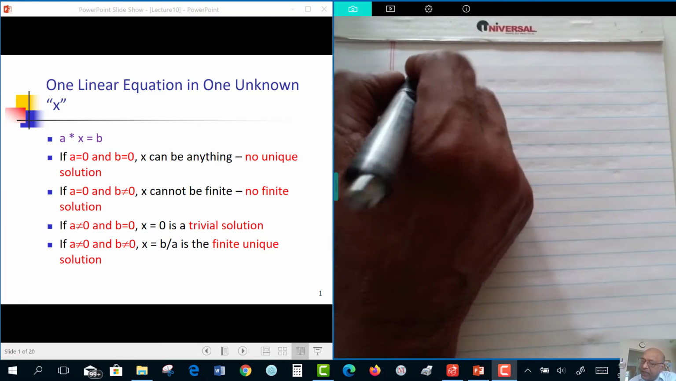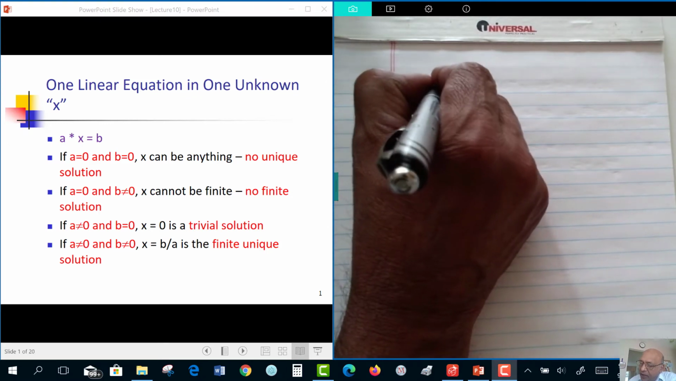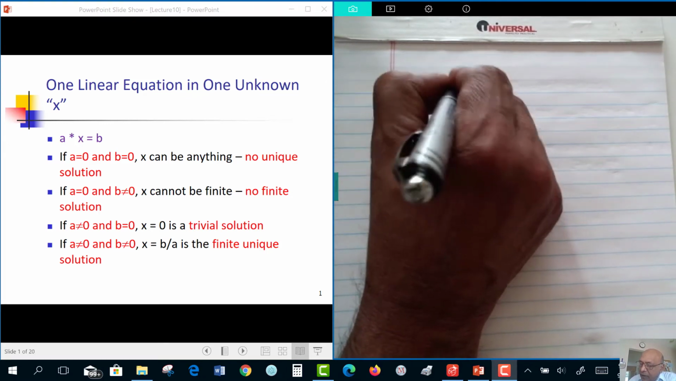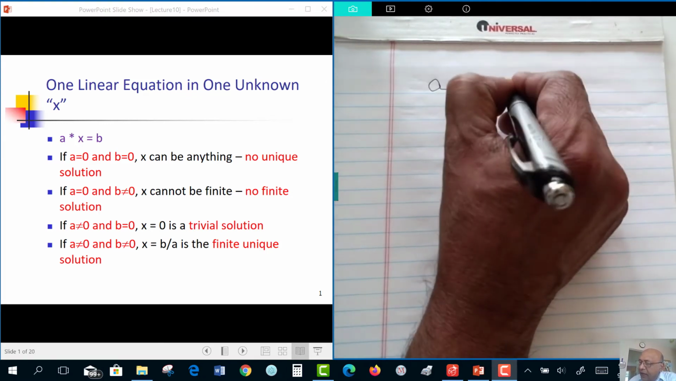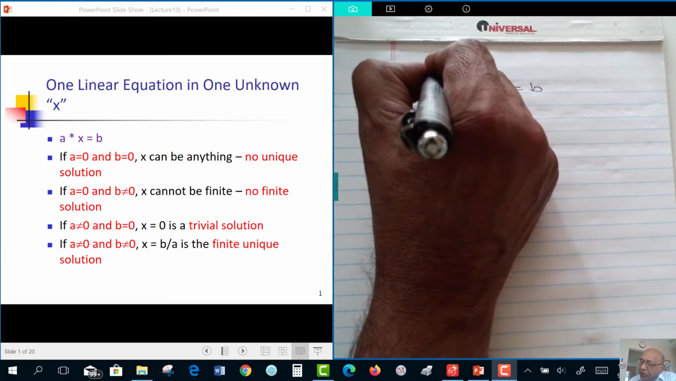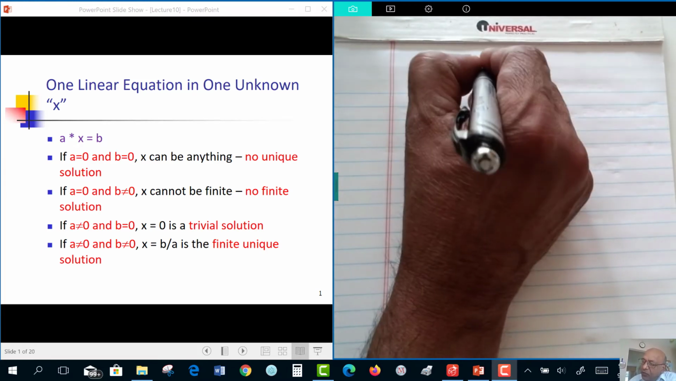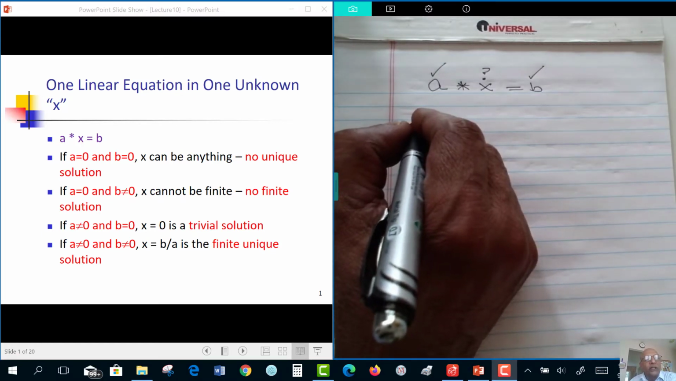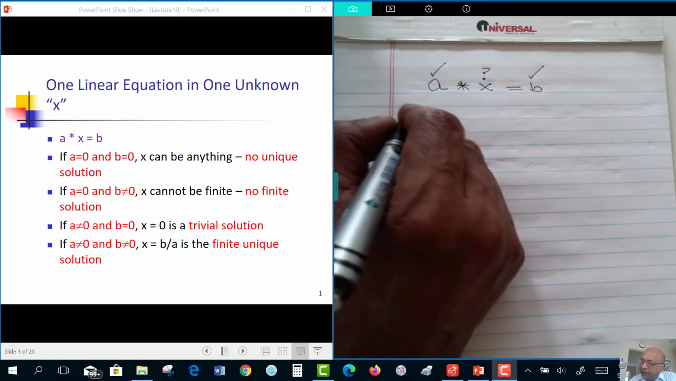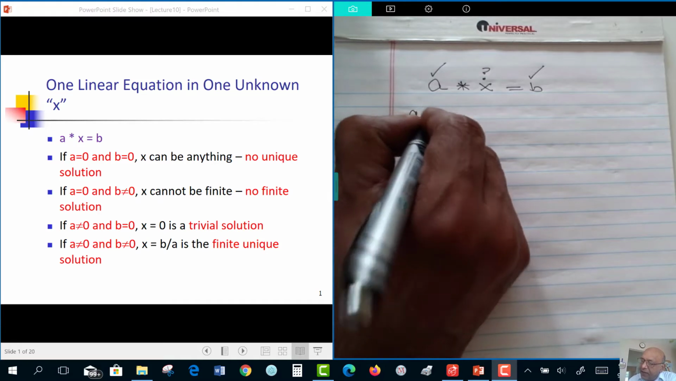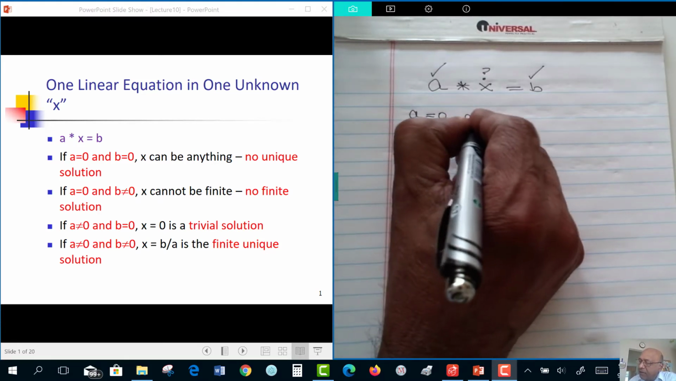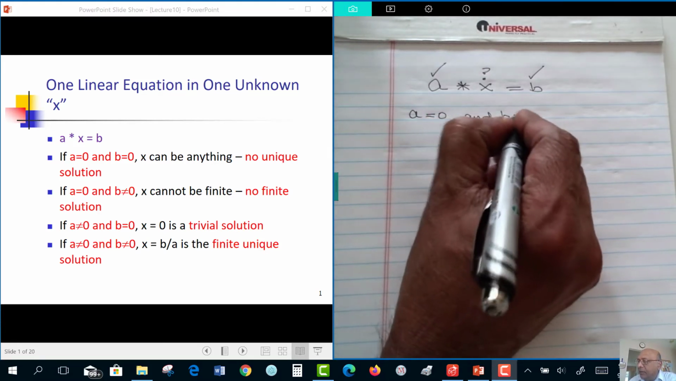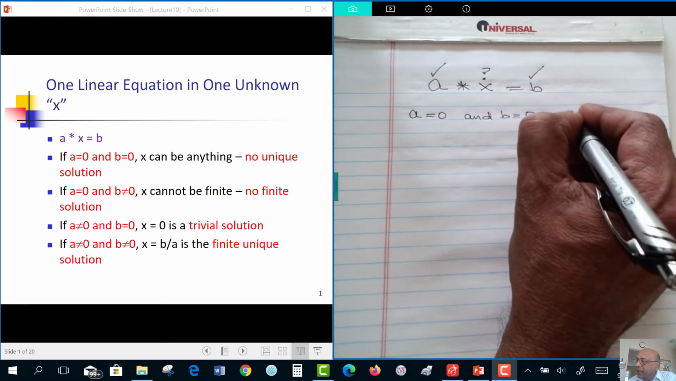So we have one linear equation in one unknown, and we write it like this. So we know A, we know B, we want to find X. That's our unknown. So let's look at several of the possibilities. If A is 0 and B is 0, then X can be anything.